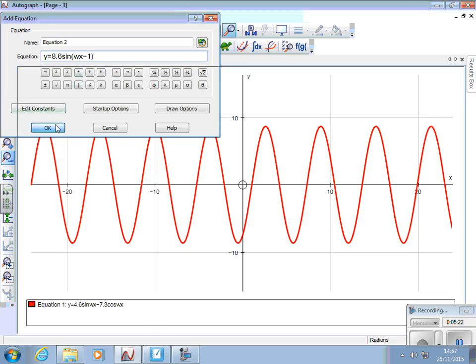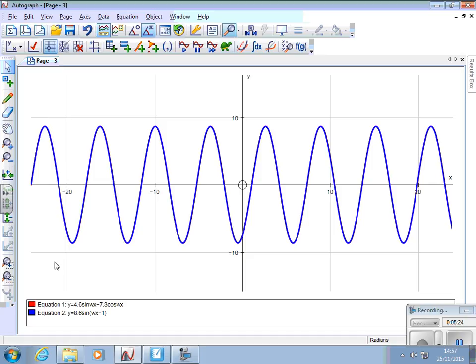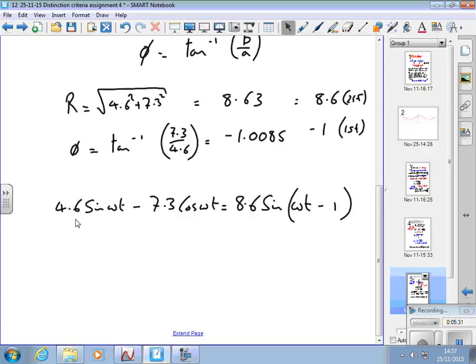Okay. And again, we find these wave functions map directly on top of each other. So we can say that these two waves combined together with the same angular velocity can be replaced with a sine wave with that amplitude and that phase angle.